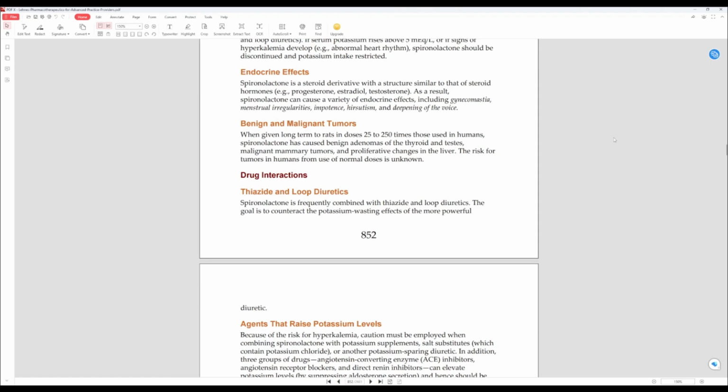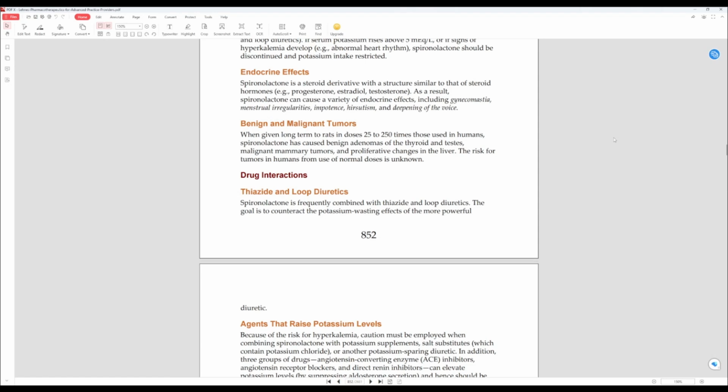It also has effects on the endocrine system. Aldactone is a steroid derivative with a structure similar to that of steroid hormones, your progesterone, estradiol, and testosterone. So as a result, Aldactone can cause a variety of endocrine effects, including gynecomastia, menstrual irregularities, impotence, hirsutism, and a deepening of the voice.